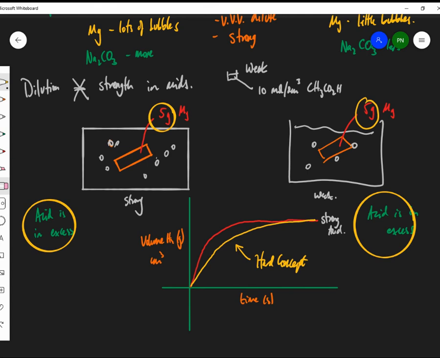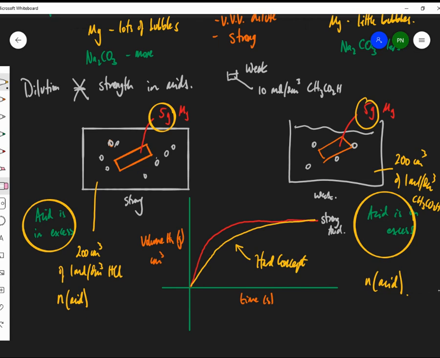If the acid is not in excess, what would happen then? If everything else is the same, let's say the magnesium is in excess, we'd have to have the same amount of acid. In other words, on this side we'd have 200 centimeters cubed of 1 molar HCl, and on this side 200 centimeters cubed of 1 molar ethanoic acid. Then we've got the same amount of acid. The number of moles, n, of acid is the same as here. If the acid was not in excess, this would be what we call the limiting reagent. Is this the limiting reagent? So we'd get the same graphs.